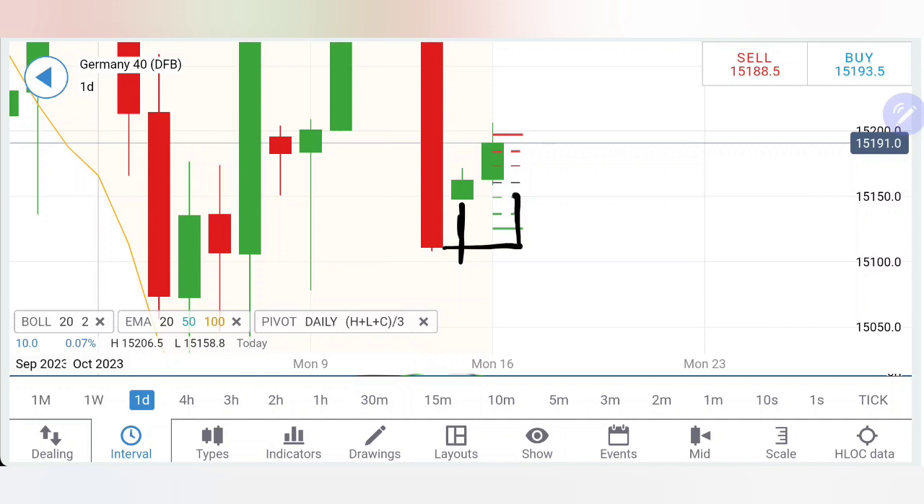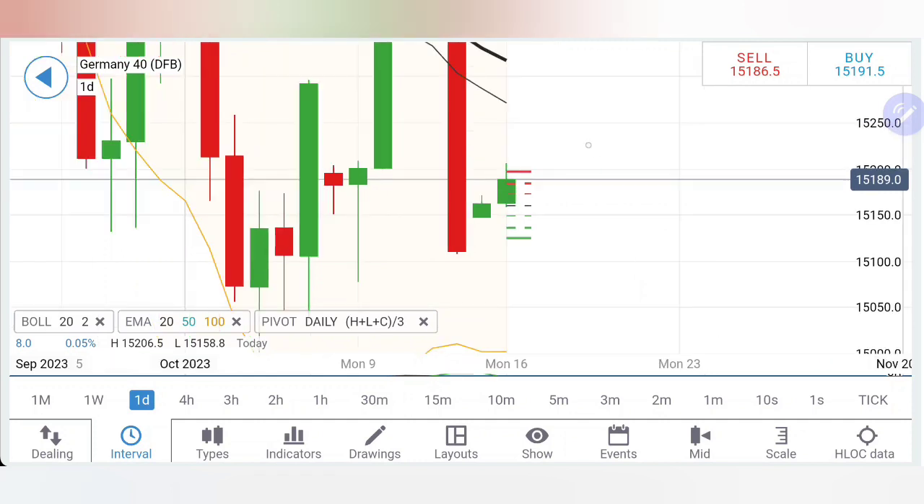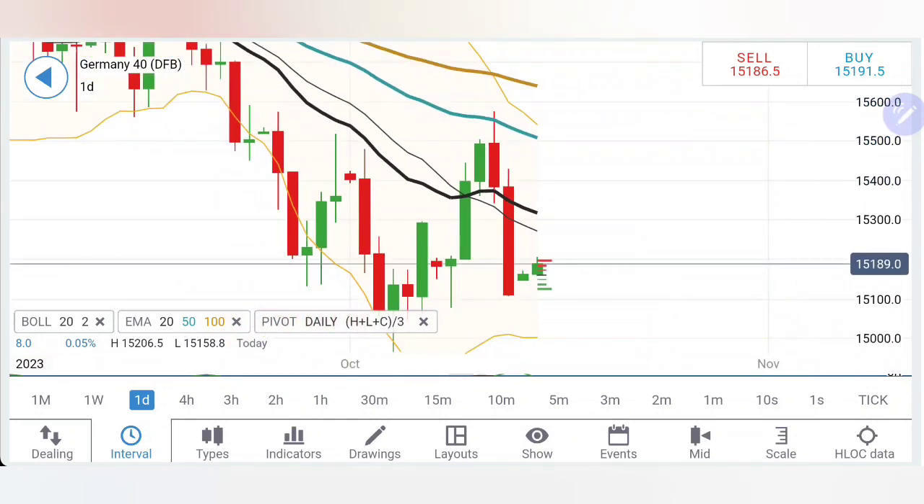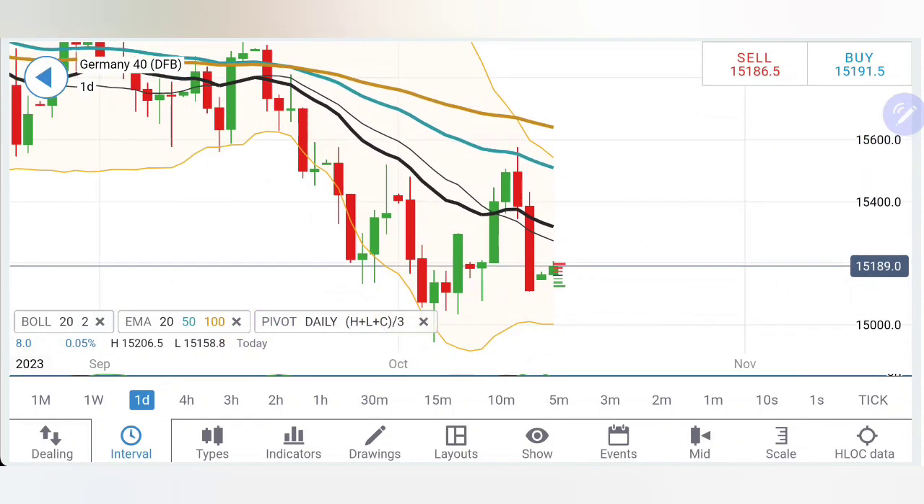Below 15,100, we can expect a sell towards 15,100, and only if it stays below 15,100, you can treat DAX as bearish. Else, I will expect it to rise a little. I will expect it to retrace a little. 15,260, 300 levels are achievable. Hence, trade accordingly. Trade with the stop loss and a trailing stop loss there.